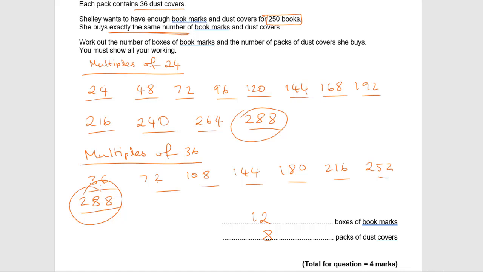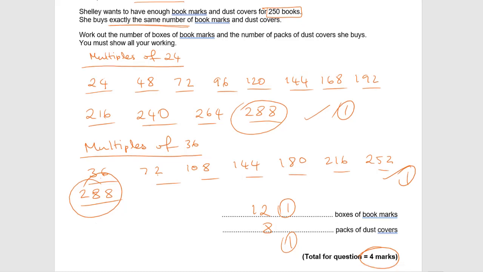Now in this question, if you list up to 3 multiples of any of them, you get 1 mark. And if you list all of them, you get 1 mark for this, and 1 mark for these 2 answers. So 1 mark for this and 1 mark for this. So 4 marks altogether for this question.